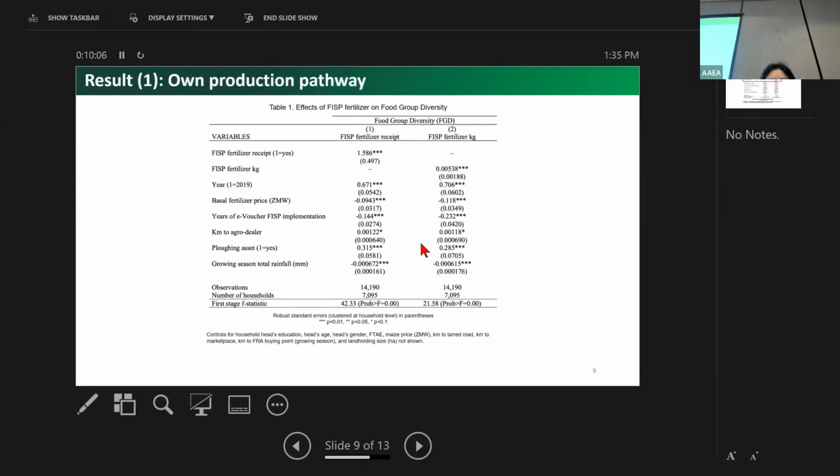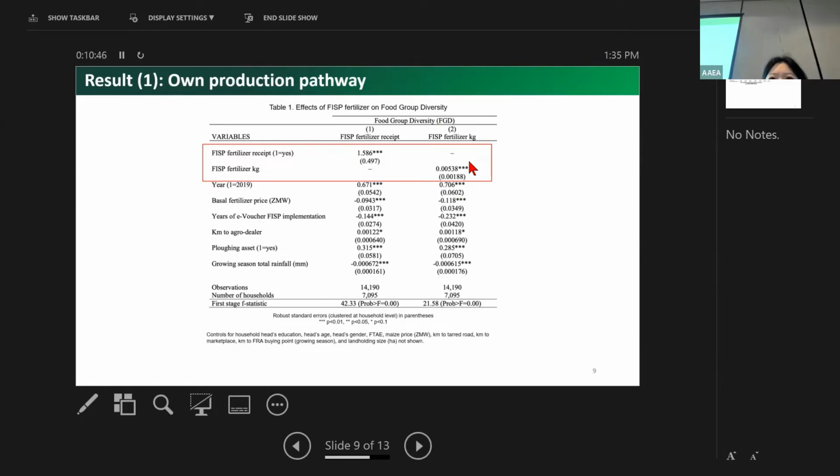So this is our first main regression result. In the last row, we have the F statistic from the first stage, and in all cases, we find that our instrument is highly relevant to participation in FISP. And then we have 2 specifications. In the first column, we are measuring FISP participation as this binary variable, and in the second column, we are measuring it as the amount of FISP fertilizer received. And in both cases, we find that receiving FISP fertilizer is positively and statistically significantly related to producing more diverse food.